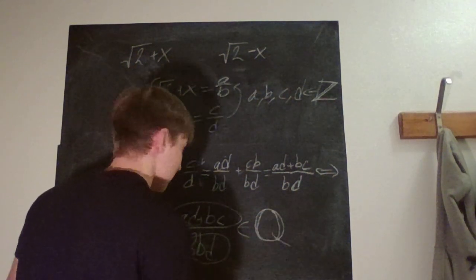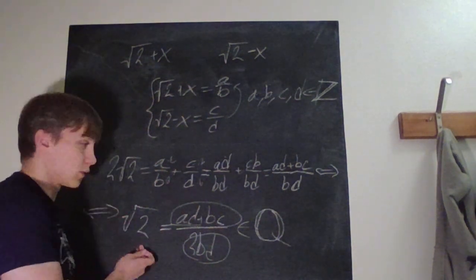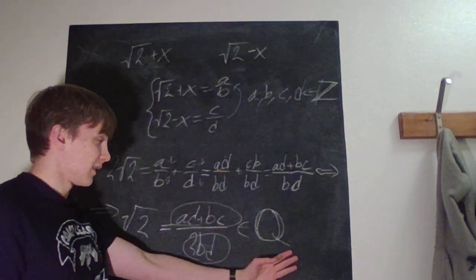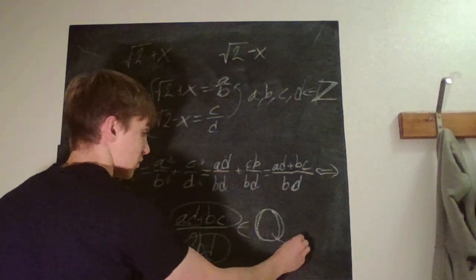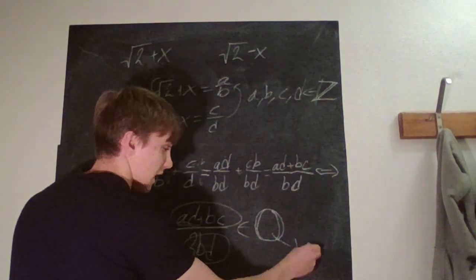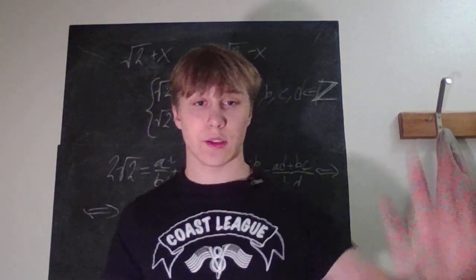So therefore, this is a rational number, which then says that square root of 2 is a rational number, and we know that's not the case. So therefore, this is not true, and we have arrived at our contradiction. So yeah, that was it. Thank you so much. Bye.